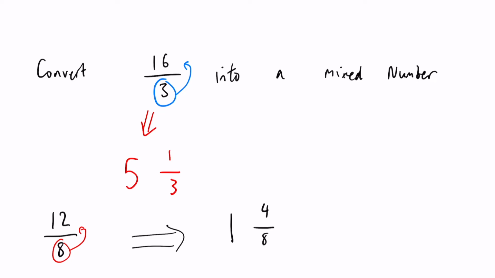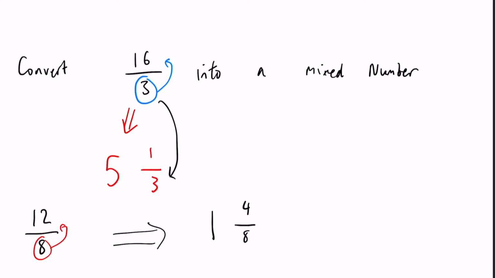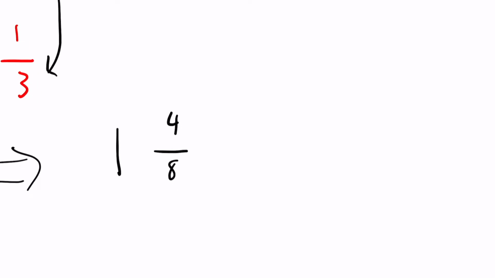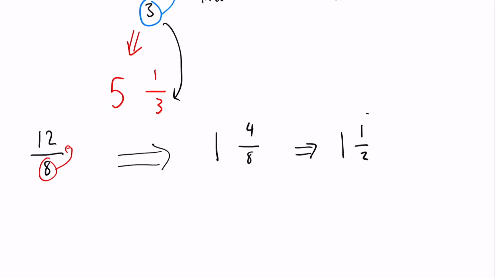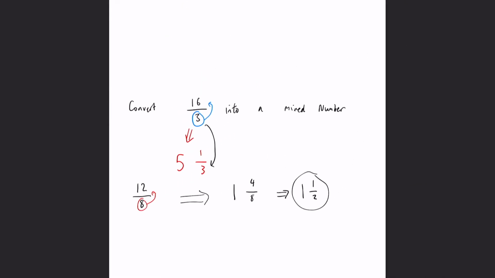So the denominator of the fraction will always stay the same. In the first one it was 3, and that stayed the same. This time it's 8. Now what you can also do is simplify the fraction, because we know 4 over 8, if we divide both of those by 4, it's going to leave us with a half. So 1 and a half, and that is going to be our final mixed number.